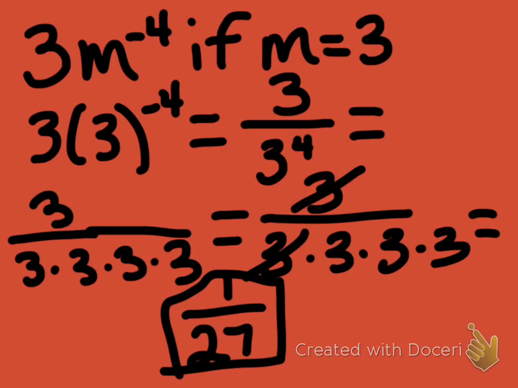So then we would solve that. So we would take 3 on top times, on the bottom, 3 times itself 4 times. And we would notice that the 3 on top would cancel out with one of the 3's on bottom, leaving us with just 1 on the top and 3 3s left on the bottom. And 3 times 3 times 3 is 27, so our answer becomes 1 over 27.